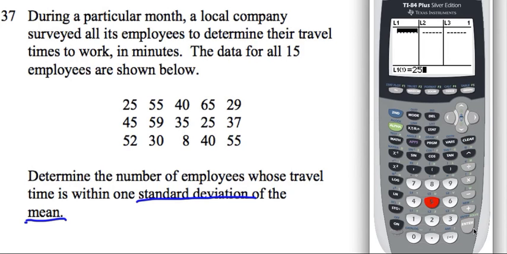Alright, so we're going to put all these values in. So here it goes: 25, 55, 40, 65, 29, 45, 59, 35, 25, 37, 52, 30, 8, 40, 55.